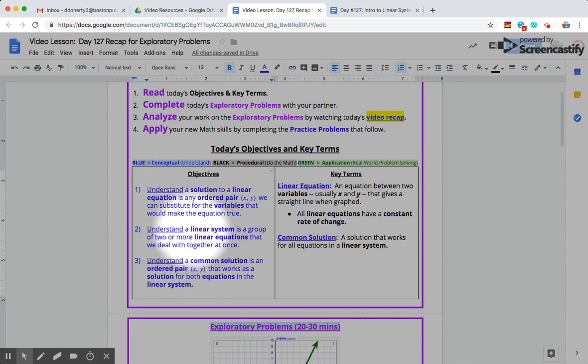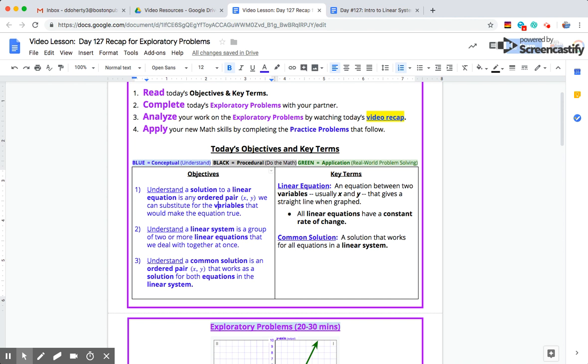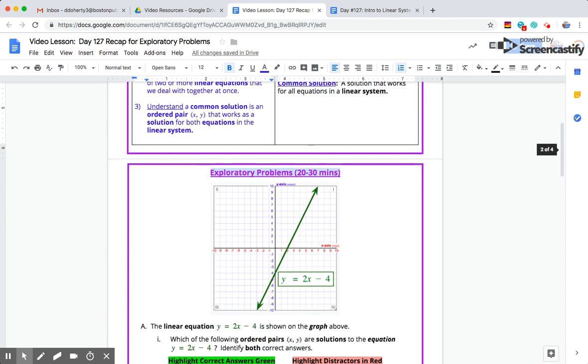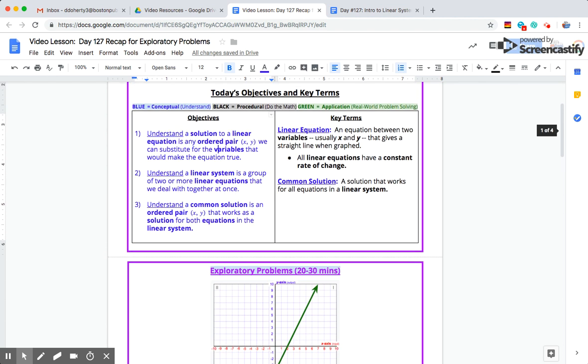The big thing we're going to add today is what's called a linear system. And we just need to understand that a linear system is a group of two or more linear equations, and we deal with these together at the same time. As we get into later next week, we'll talk about why in the real world a lot of times a linear system can model what's going on between two scenarios. So again, a linear system, the big thing we want to be learning today, means we're working with more than one linear equation at the same time.